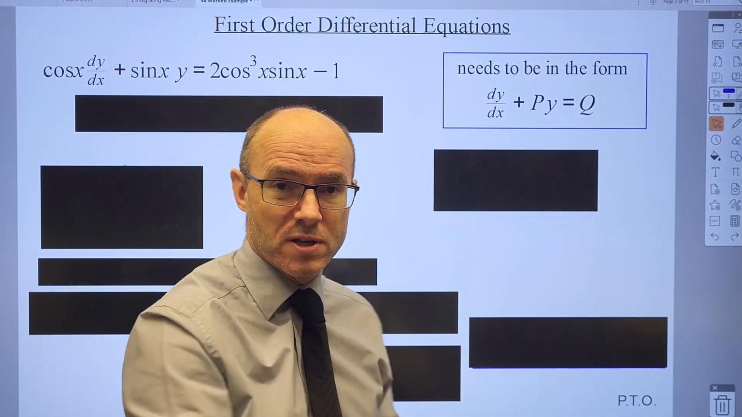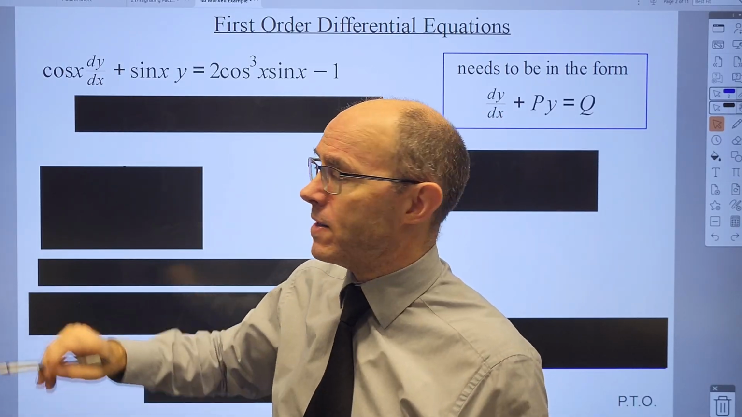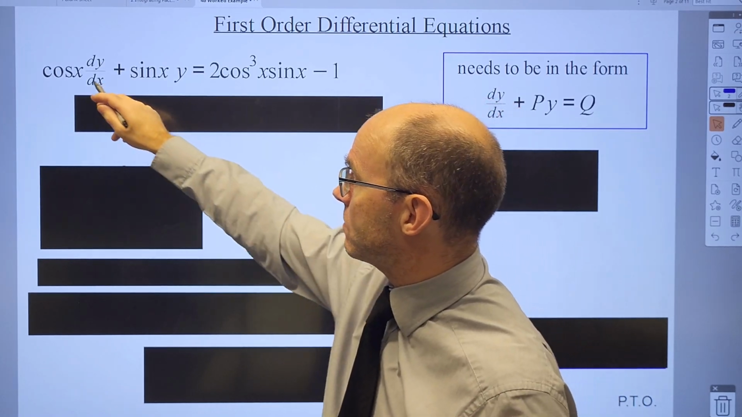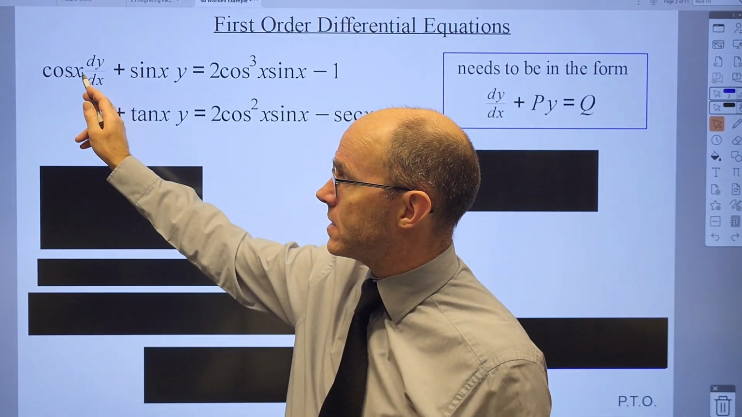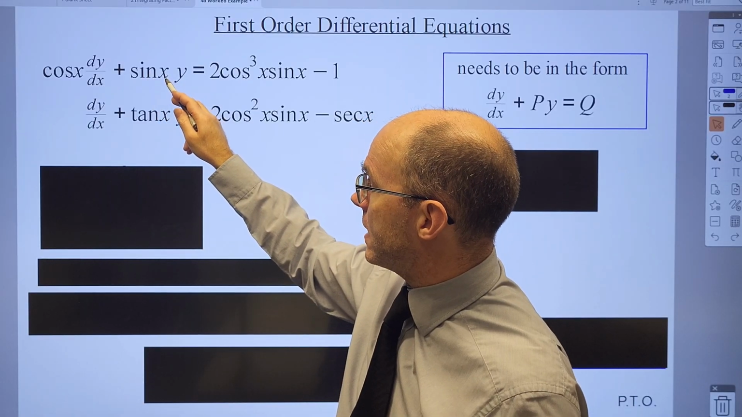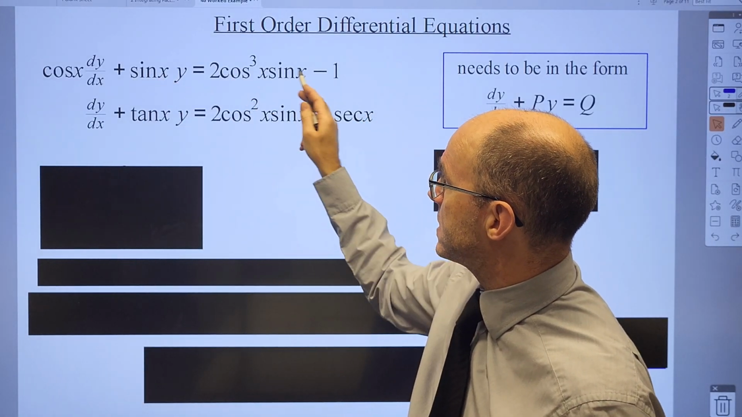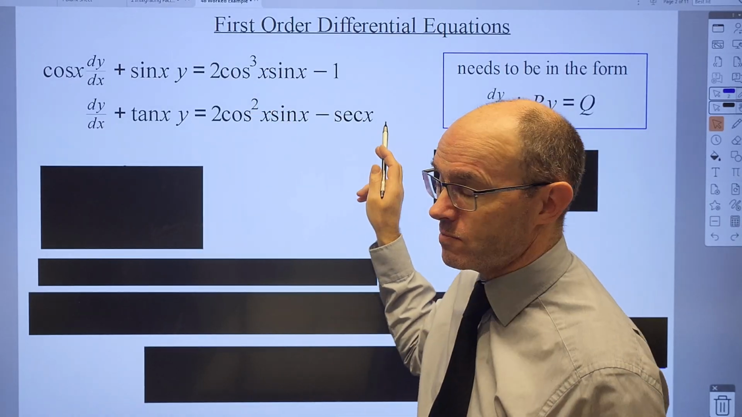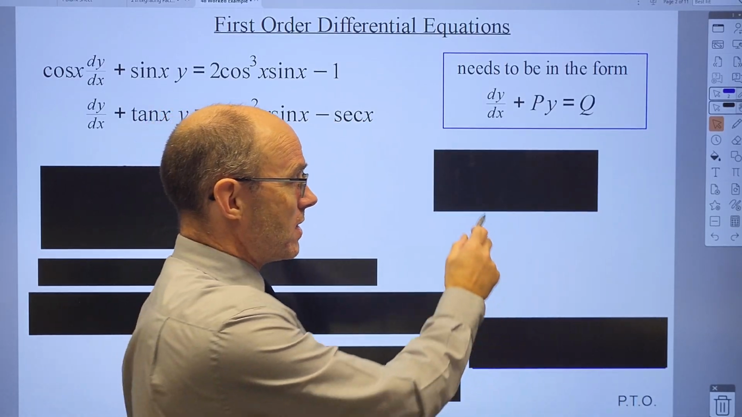At the moment we've got a multiple of dy/dx, so you've just got to divide by that. So dy/dx times cos x, the rest of it, you've got to just divide by cos x, okay? So when you do that, you end up with dy/dx plus tan x y, because sin x over cos x is tan x, equals 2 cos squared x sin x, minus, written as sec x, okay? So that's our result.